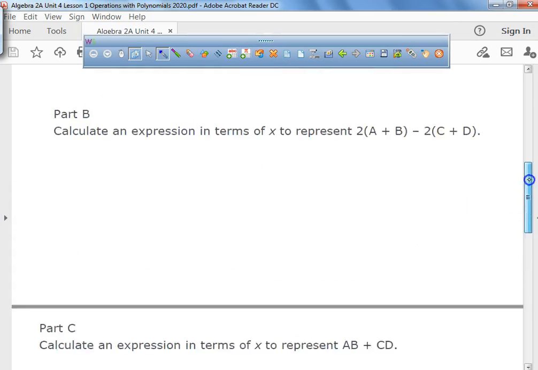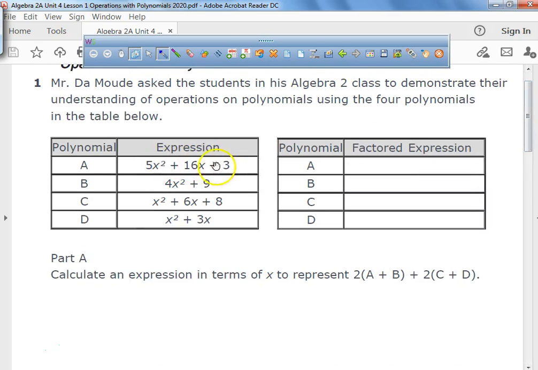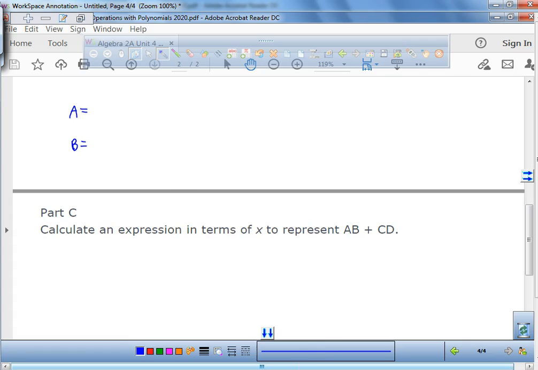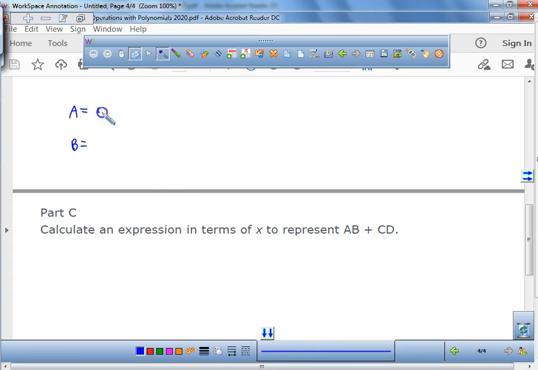Yeah, we have to, by the way, guys. You guys see this right here? This is A. This is B. So when I say what's A, this is A, okay? So what is A equal to? 5x squared plus 16x plus 3. What is B equal to?